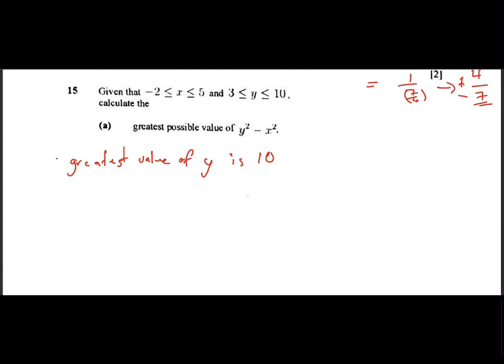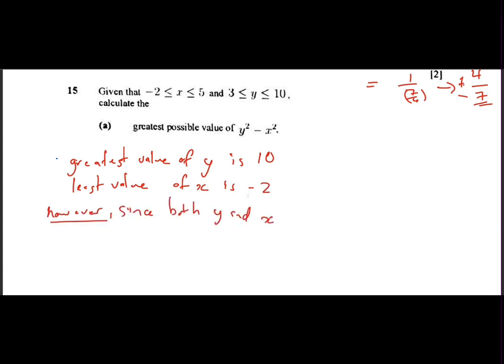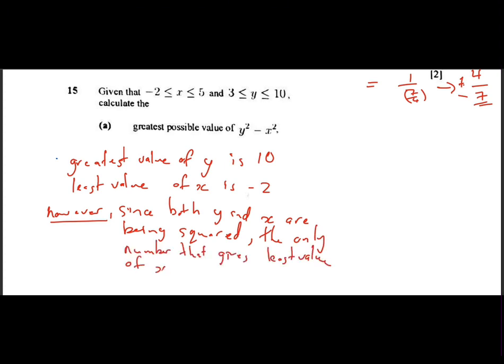So here in this case, we've been given that x ranges from minus 2 up to 5. But since the values of both x and y are being squared, the only value of x which gives us the least value would be 0, because if we square minus 1 or minus 2, they'll give us whole numbers which are big, and hence we need a number which gives us the least.